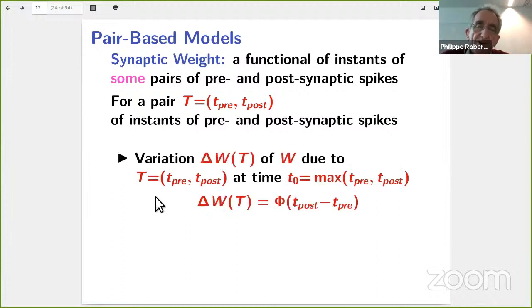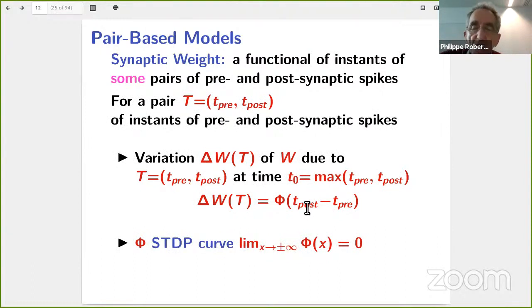The variation of the synaptic weight, so this is a model, at the time of the max of these two quantities, can be expressed as a function, my STDP curve, of the difference T post minus T pre. Of course, if T post is greater than T pre, this is the increment at a postsynaptic spike. Conversely, if T post is less than T pre, then this is a negative quantity. You represent your increment like that. What we assume is that distant points have no influence on each other. If the two pairs are quite far away, the contribution is negligible. I insist that this is the contribution to the synaptic weight due to this pair. And of course, you have as many contributions as you have pairs of pre and postsynaptic spikes.